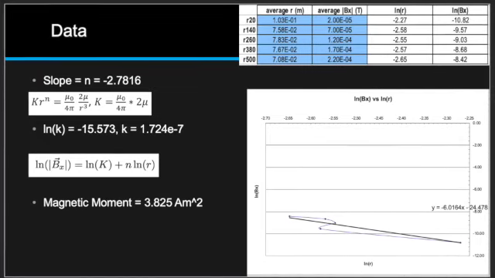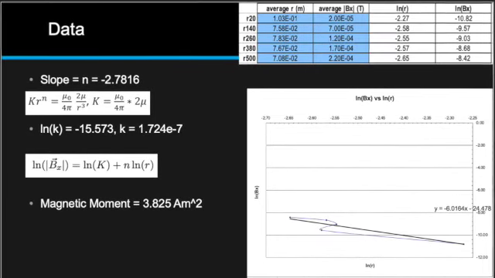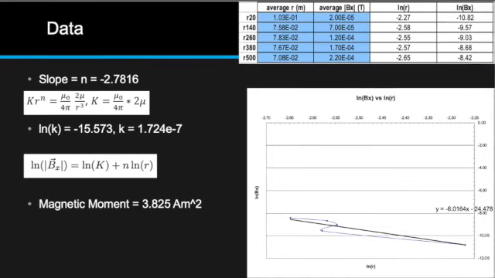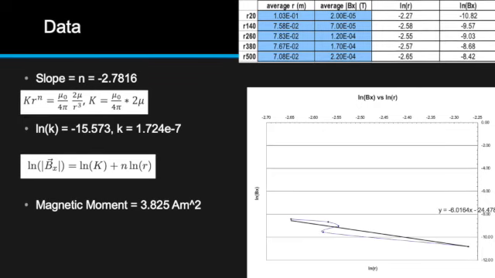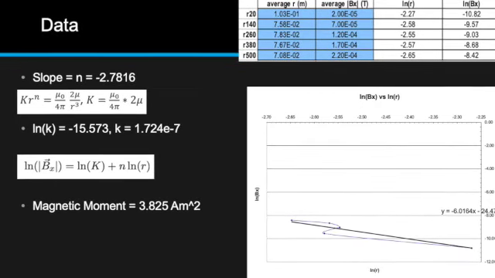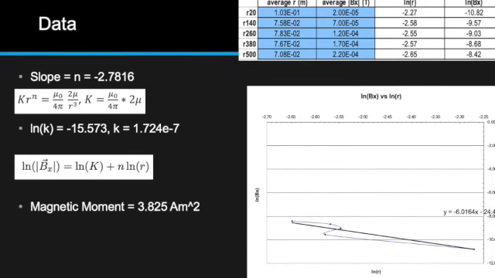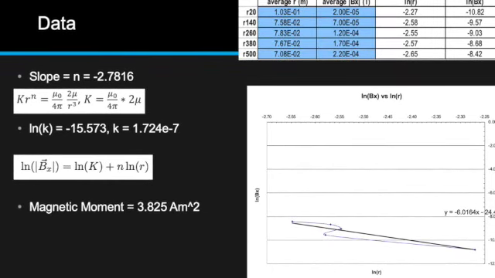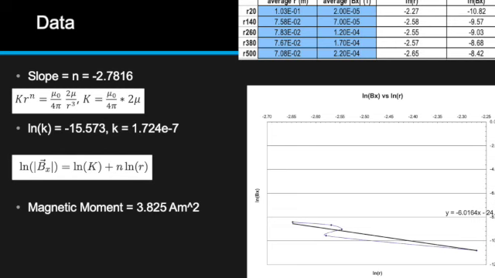Therefore k will equal mu naught over 4 pi times 2 mu, and we have ln k because ln k would be the y-intercept, which is negative 15.573. Using that we find that k is 1.724 times 10 to the negative 7th. With that, we can plug k into mu naught over 4 pi times 2 mu, and we found mu to be 3.825 A m squared.